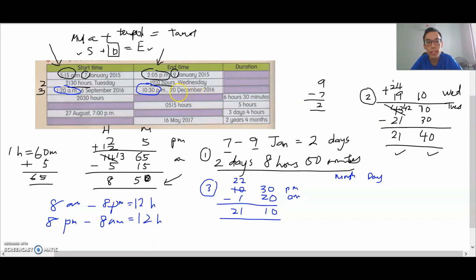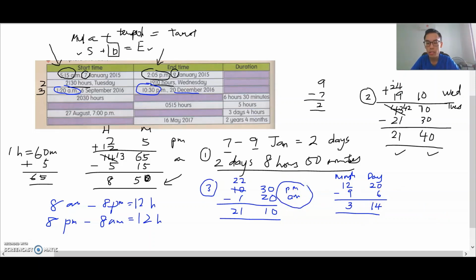Okay, the ending date is 20th December. So December is 12, day is 20. We minus the starting date. Starting date is September 6. So this one you minus is 14. This one you minus is 3. So 3 months, 14 days. Again, this one you don't have to plus 1 because we have the exact time.